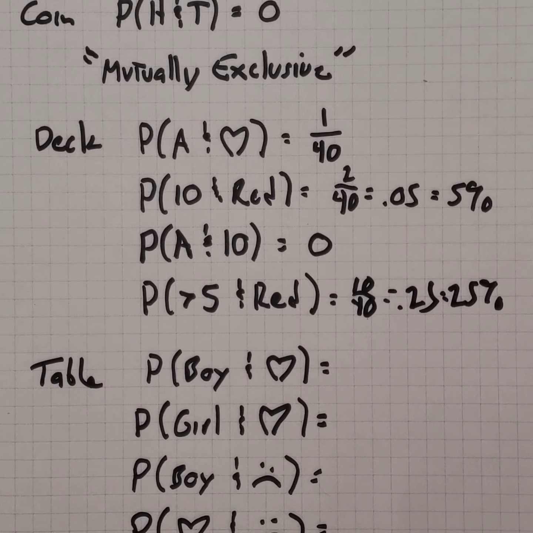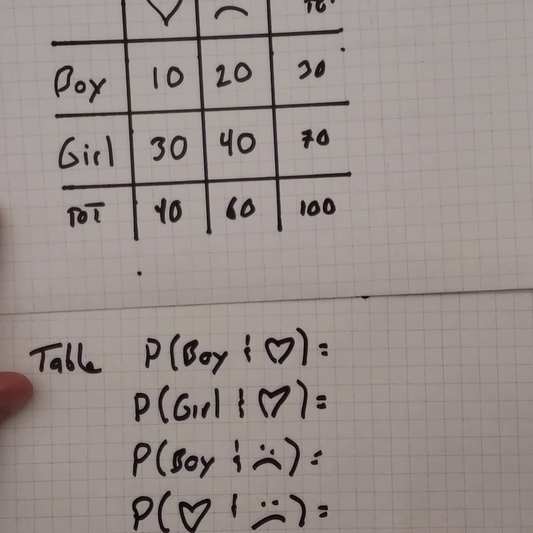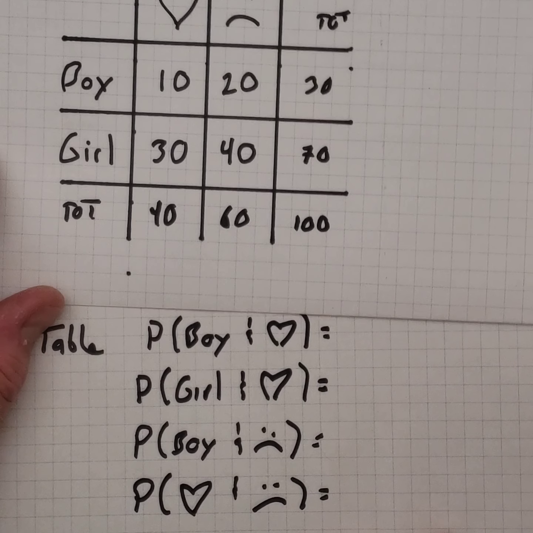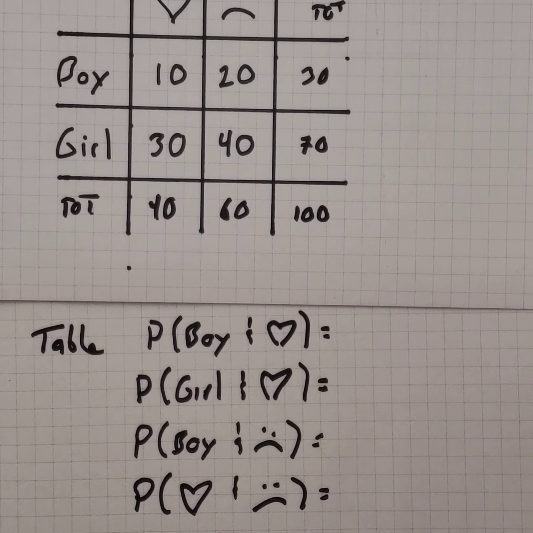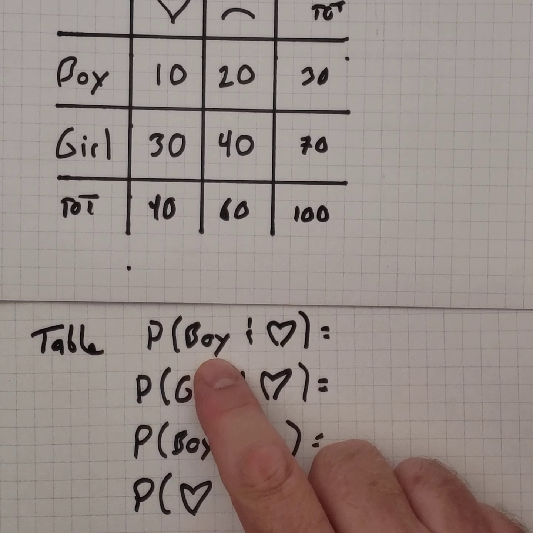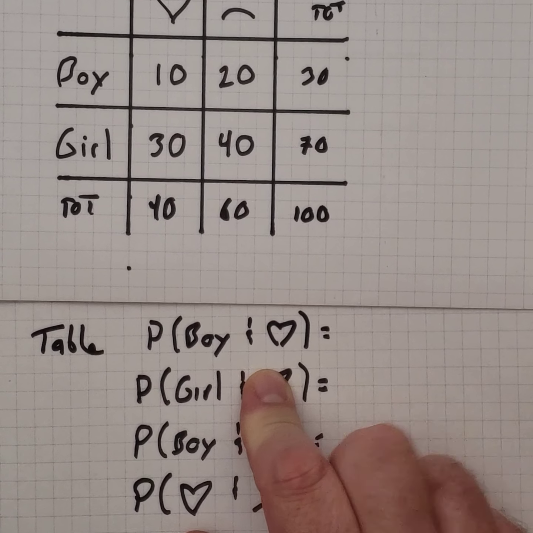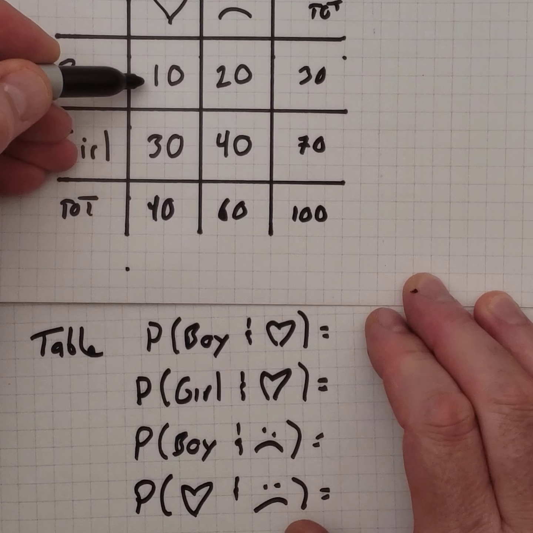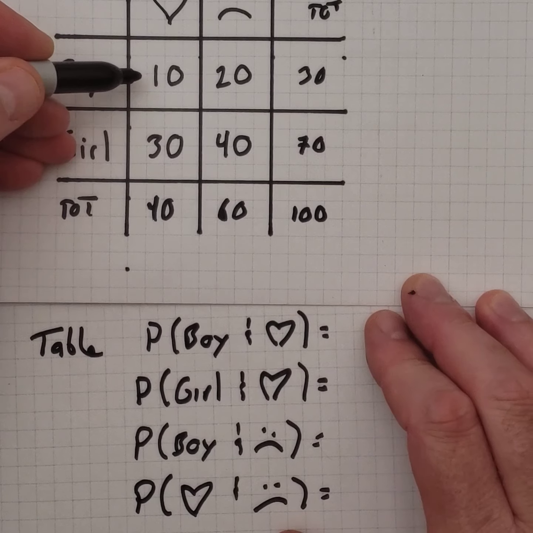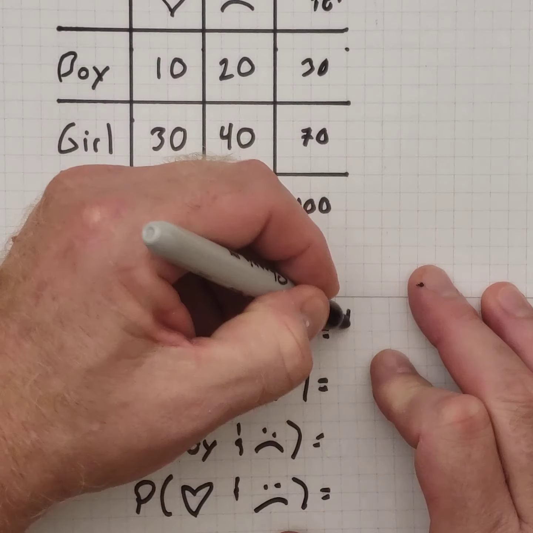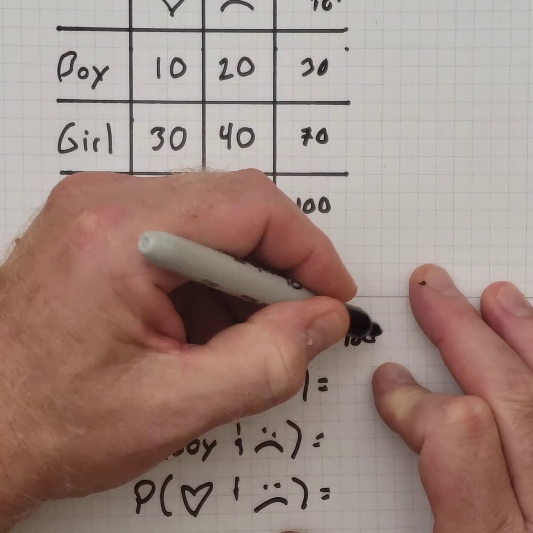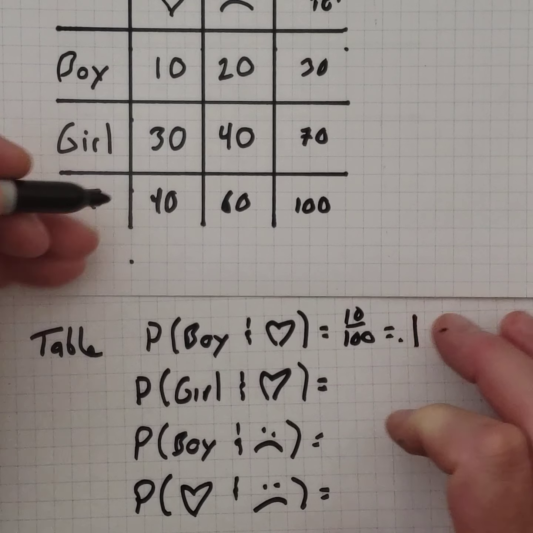Okay, told you this was going to be pretty easy. Let's do a little bit more. Let's get our table here of our statistics loving and hating boys and girls. In this table, if we pick a person at random from this population, what's the probability that they will be a boy and that they will love statistics? Well, that's going to be just the people in this box here. So the 10 of those out of the 100 total, and that's going to be just 0.1.